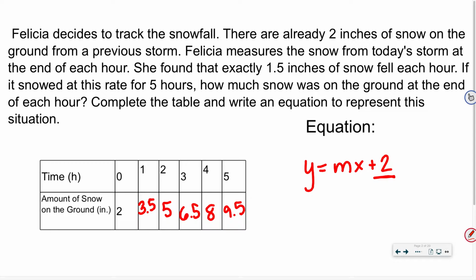What does that mean in the context of this problem? That with no time you get... With today's storm, if it snows not at all, there's still going to be 2 inches of snow. So before, at the time of 0, when no hours have passed, we have 2 inches of snow on the ground. What other value can I replace here? The m. And what am I going to replace the m with? 1.5. 1.5, because that represents what? Per hour. How much snow per hour? So this is the rate that's changing every hour, and this is the value that we're starting with.